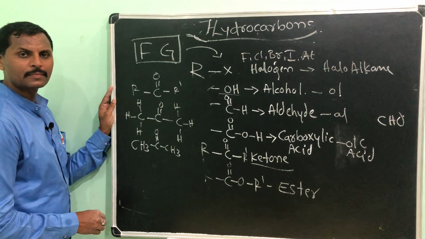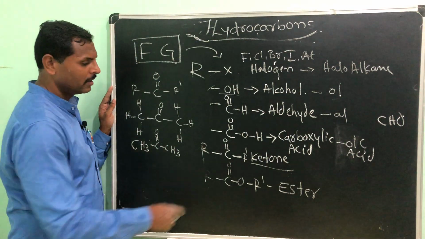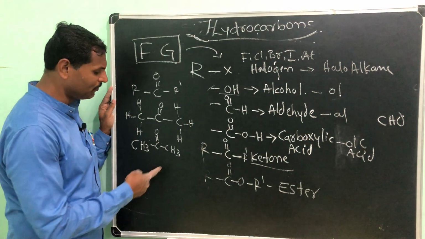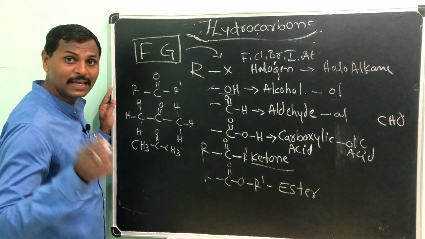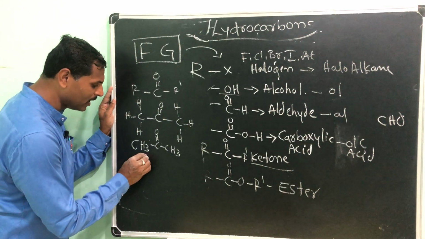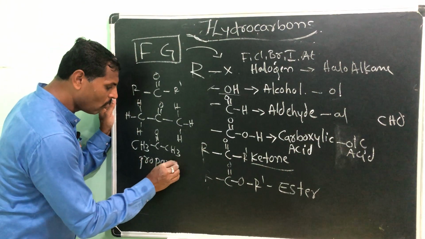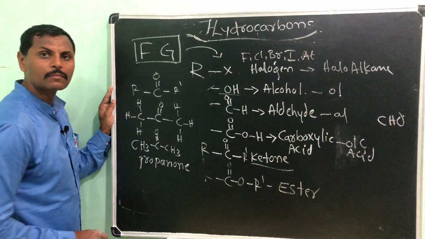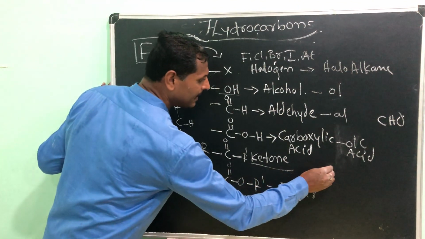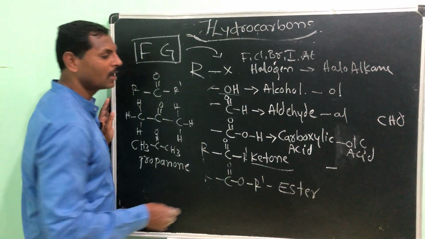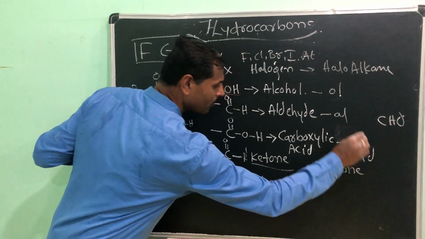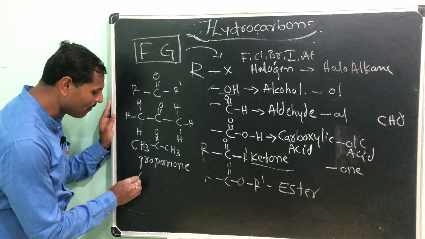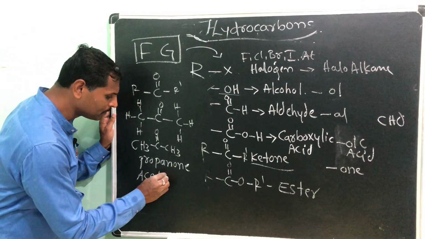Name it. How many carbons are there? Here also you have to count this functional group's carbon while naming. If you count this one, the number of carbons will be 3. Then this one will be propanone. The suffix for ketones is -one. Okay, propanone, or the common name we call it is acetone.